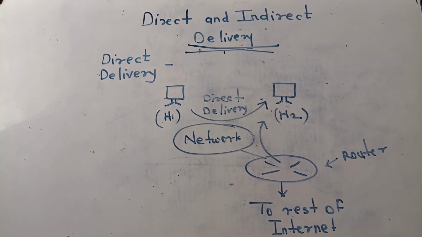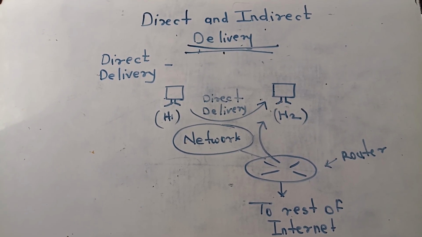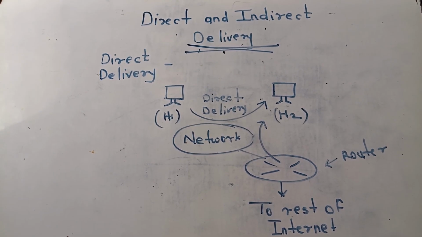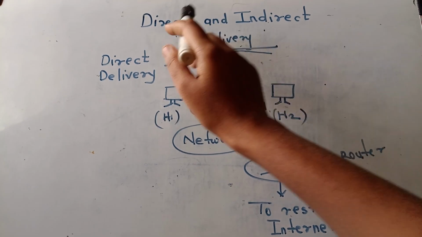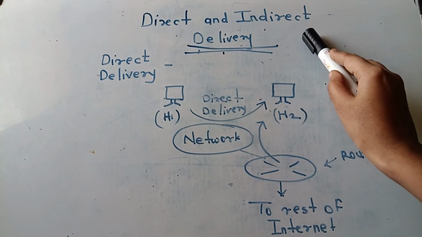If the sender is sending some packets to the receiver, this process of sending the packets from one host or device to another device is called delivery. There are many things that we can send by using delivery. There are two types of delivery: the first is direct delivery and the second is indirect delivery.